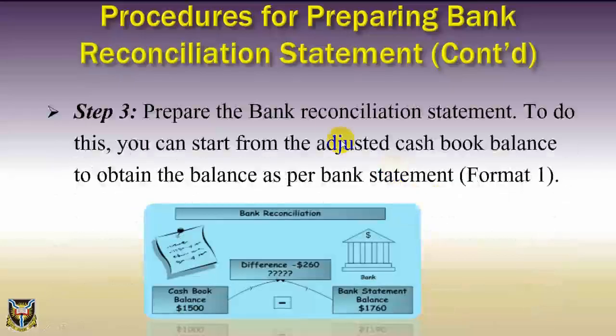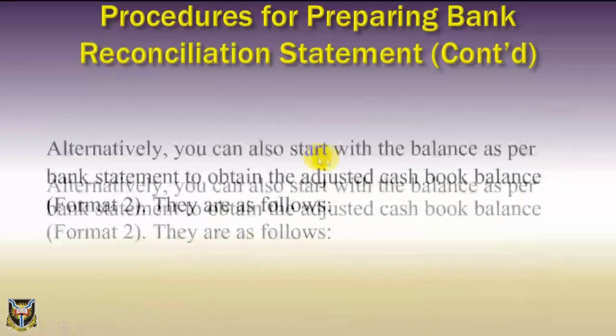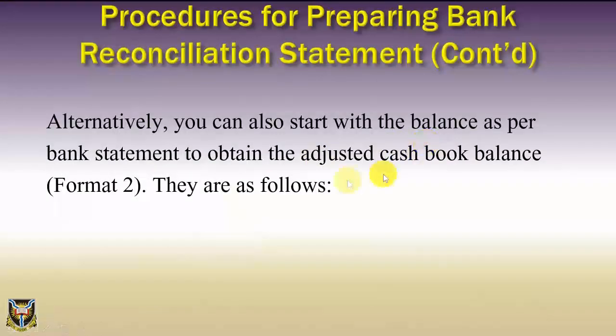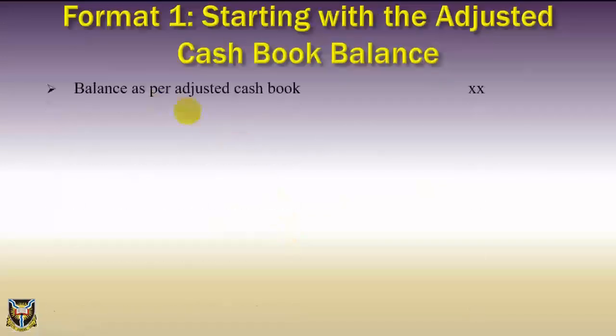Step 3. Prepare the bank reconciliation statement. To do this, you can start from the adjusted cash book balance to obtain the balance as per bank statement (format 1). Alternatively, you can also start with the balance as per bank statement to obtain the adjusted cash book balance (format 2). The two formats for preparing bank reconciliation statement are as follows. Format 1. Starting with the adjusted cash book balance.